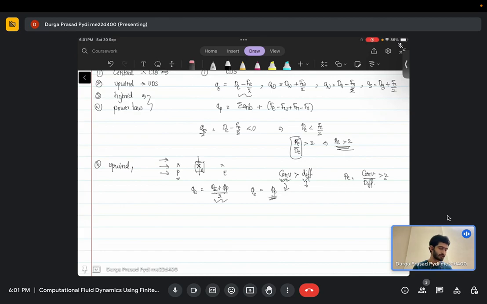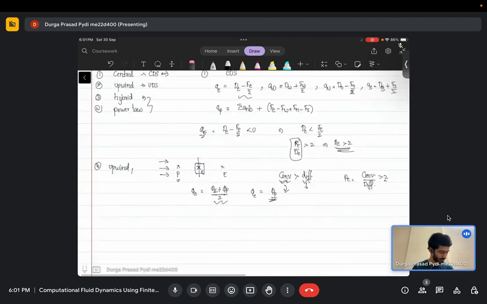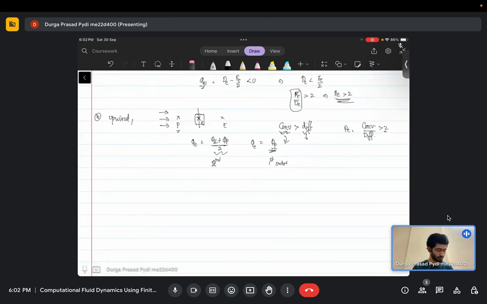If you just use the upwind scheme, you can see this one is second order accurate and this is just first order accurate. So using the upwind scheme is not always that good, so we use a hybrid scheme. In the hybrid scheme, we check the cell Peclet number for every cell. If the Peclet number is greater than 2, then we go for the upwind scheme. If it is less than 2, we stick to the central differencing scheme. That is your hybrid scheme.